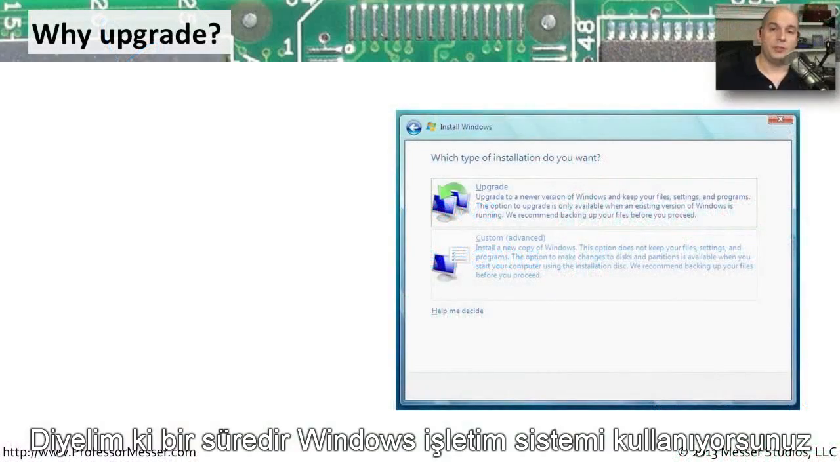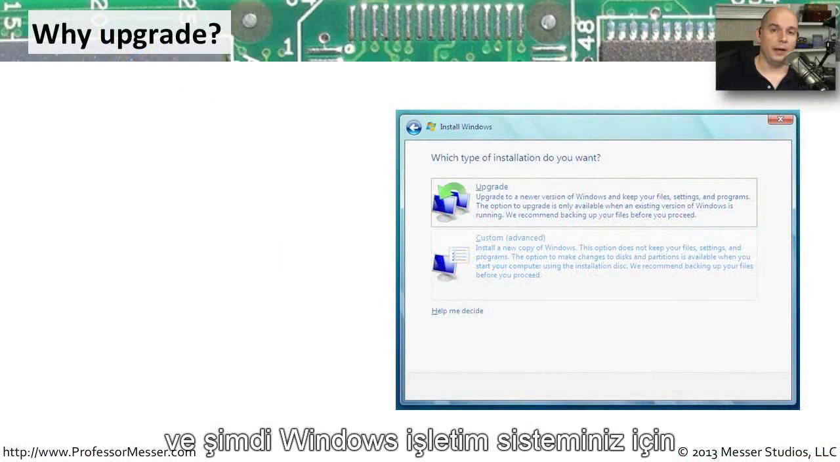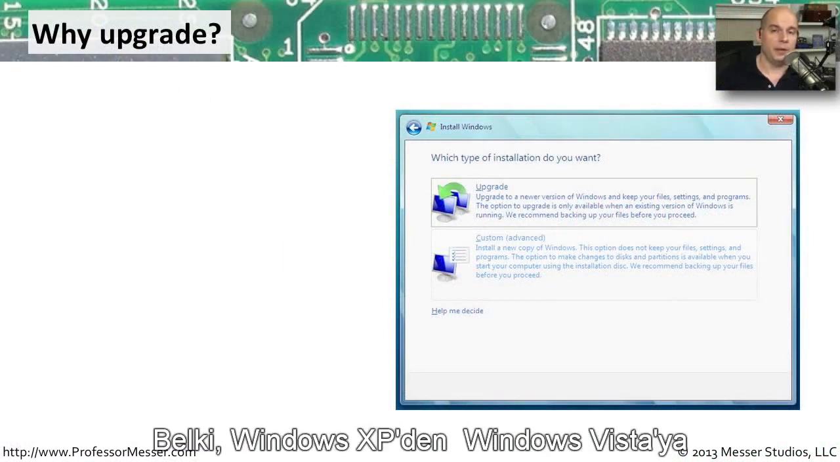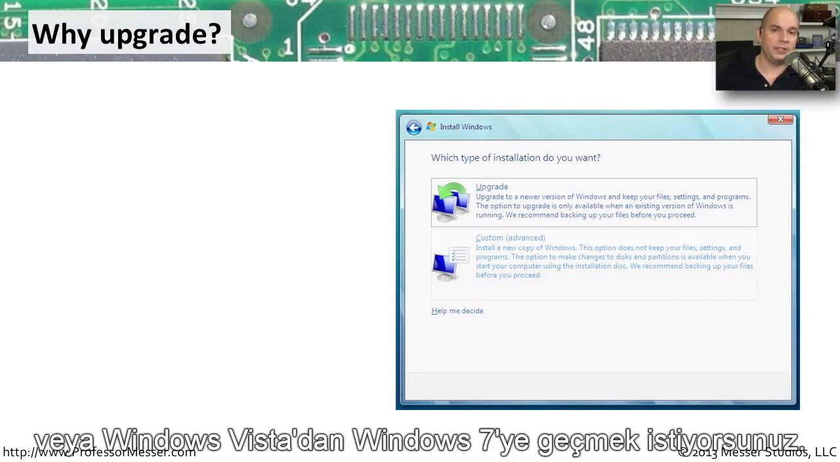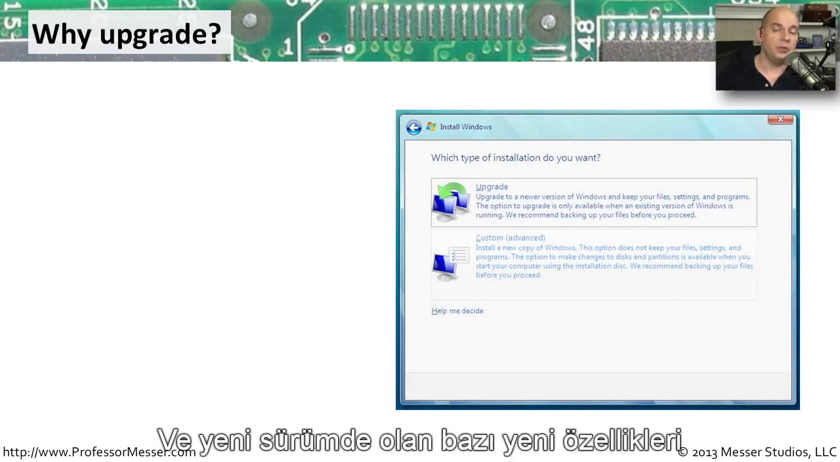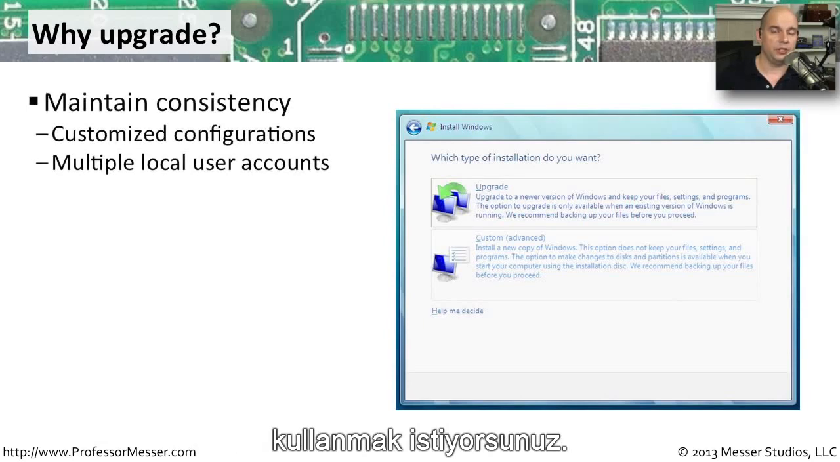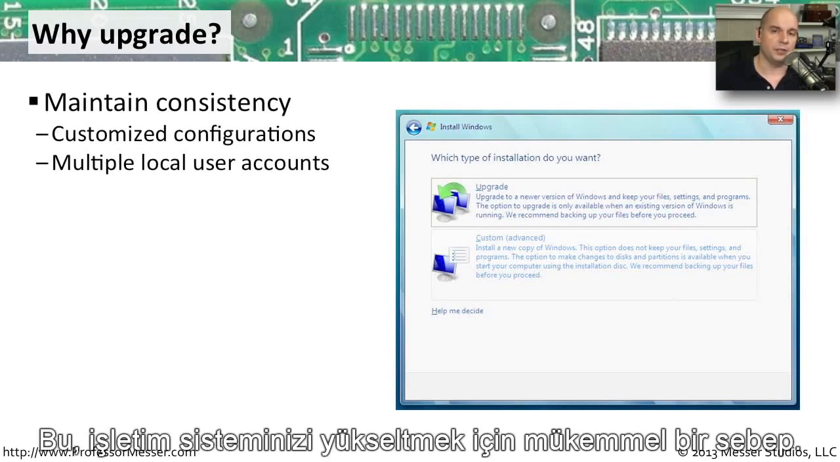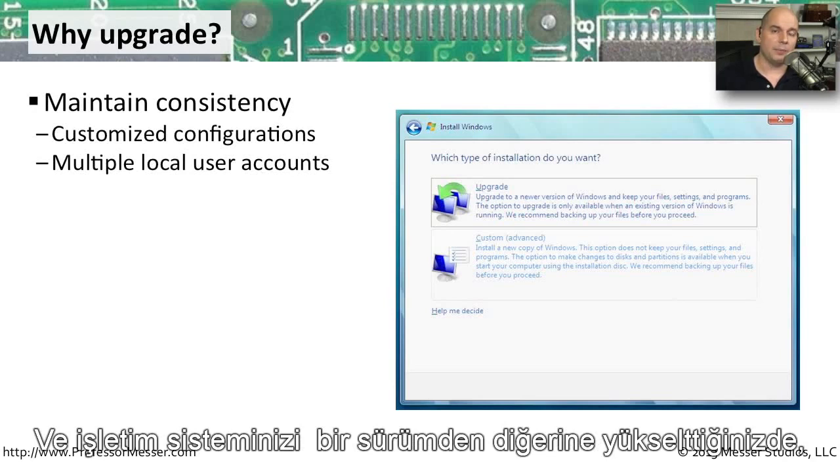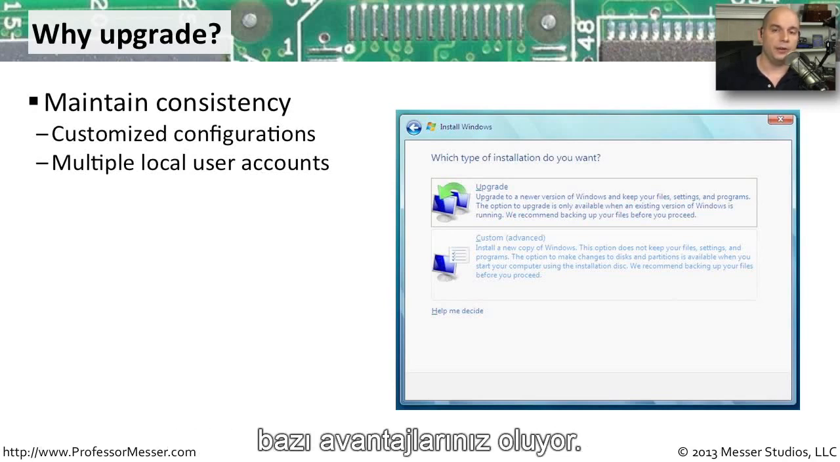Let's say that you've been using your Windows operating system for a while, and now your Windows operating system has an upgrade available. Maybe you'd like to move from Windows XP to Windows Vista or Windows Vista to Windows 7, and you'd like to use some of those new features available in the new version. It's a perfect reason to upgrade your system.